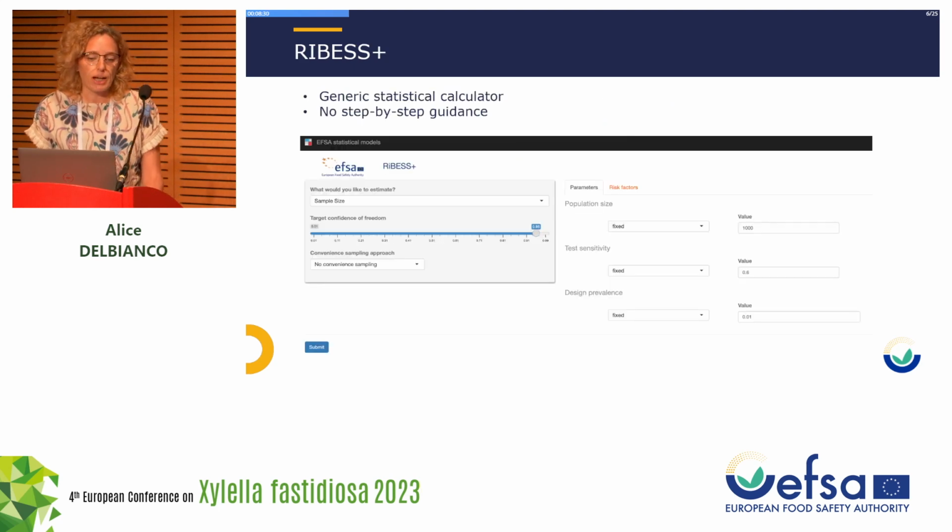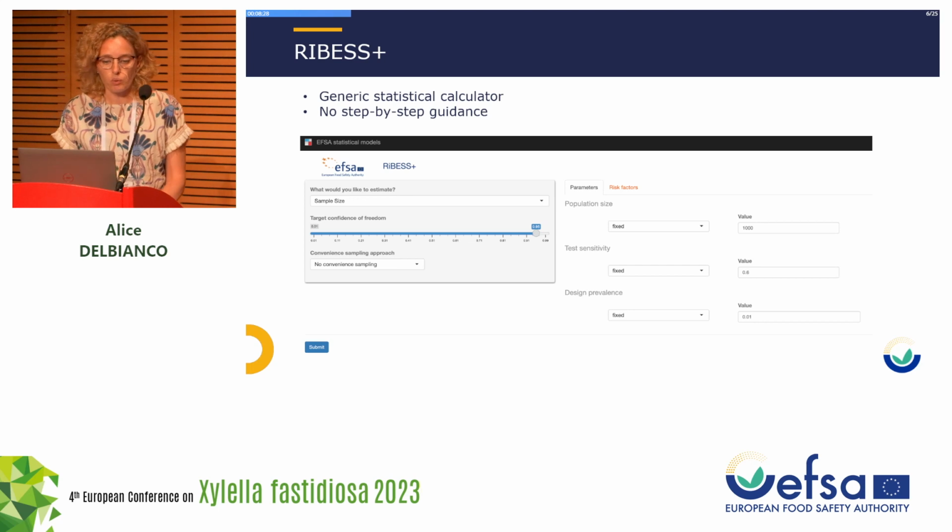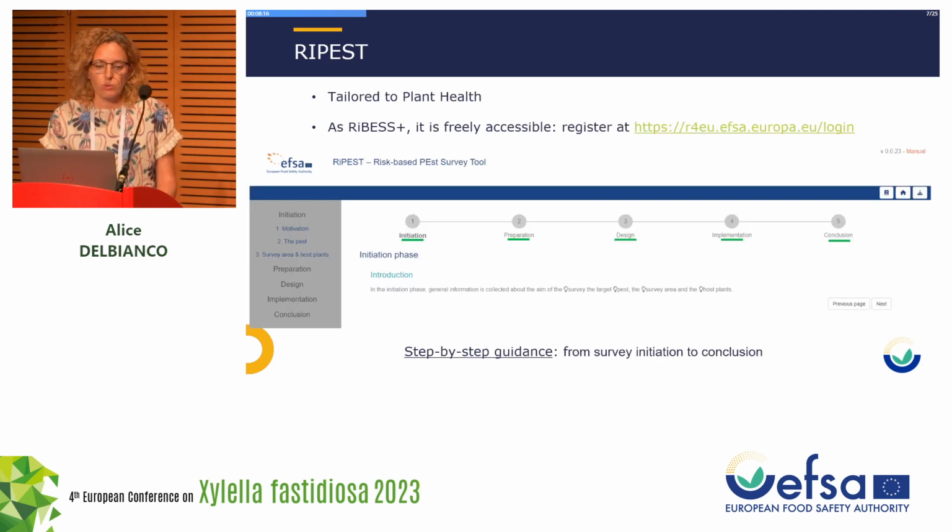However, RIBES Plus is a generic statistical calculator in which there is no step-by-step guidance. So we were asked to further develop this tool and to tailor it to the needs of plant health. So we are now going to release RIPEST, that is the new RIBES Plus. RIPEST is tailored to plant health.